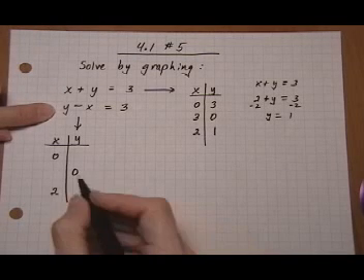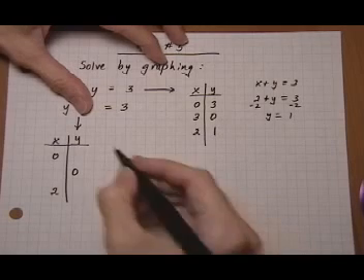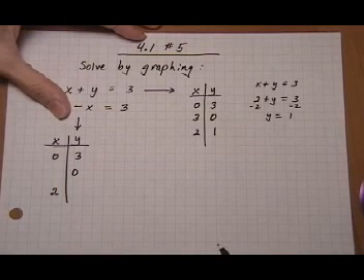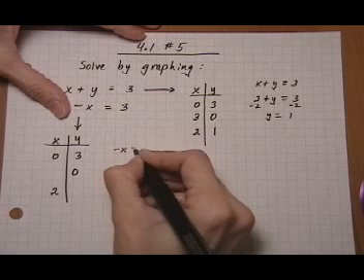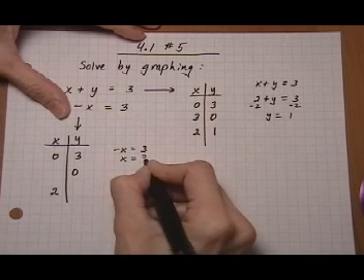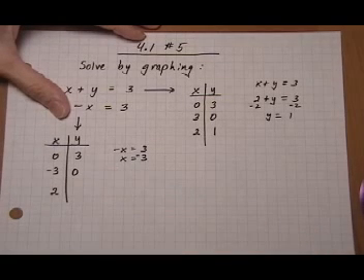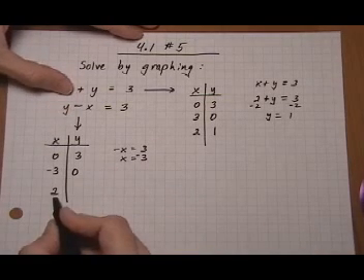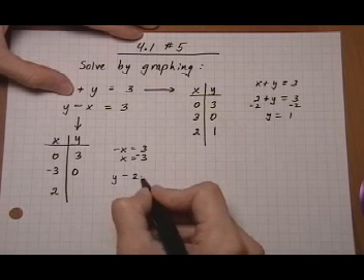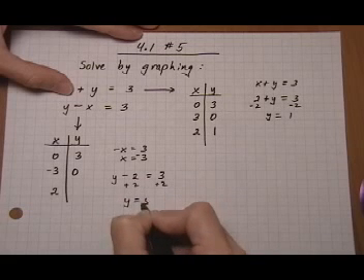Next equation, if x is 0, that term is gone. I'm left with y equals 3. If y is 0, that term is gone. I'm left with minus x equals 3, or dividing both sides by minus 1, x equals minus 3. And then if x equals 2, let's go ahead and solve that. Y minus x, which is 2, equals 3. Add 2 to both sides. We get y is 5.